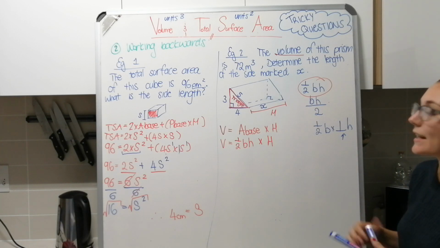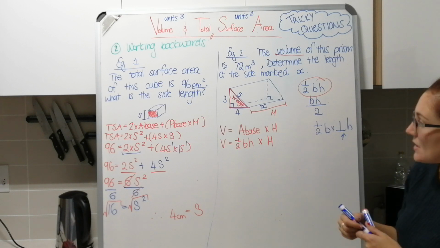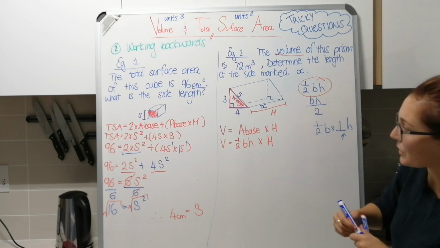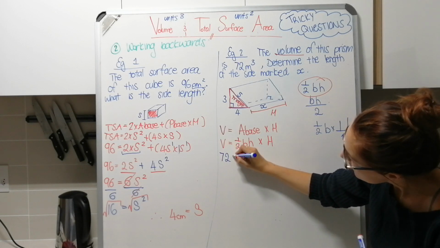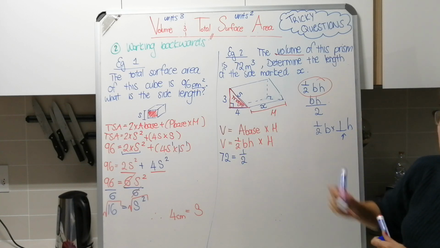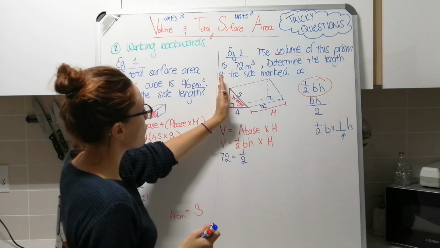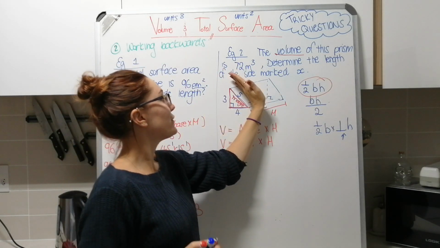Now we're going to go ahead and substitute in what we know. We know the volume is 72, so where we see V, we're going to put a 72. Half. We do know the base and we know the height, right? So looking at our triangle, we know that that's 3, that's 4, and that is 5.